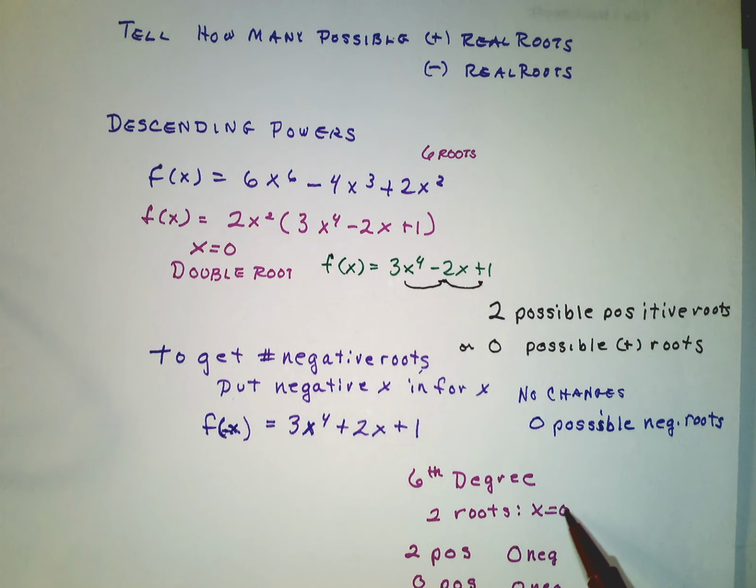And we already have used up 2 roots. So for these two positive, no negatives, that would mean there'd have to be 2 imaginary roots. We have the 2 x equals 0s, no positive, no negative. That would mean there'd have to be 4 imaginary roots.